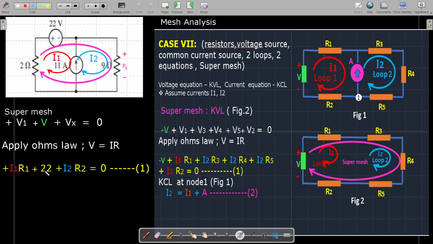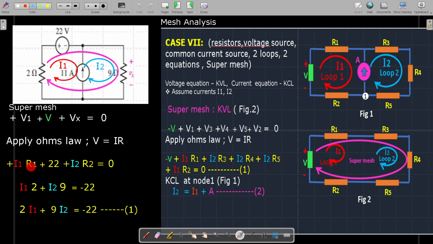Then we know that this plus V is nothing but 22. Then this Vx can be replaced by this current I2, because this is the second loop current, multiplied by that R2 resistance. Okay. Now you can substitute the values of R1 and R2. R1 is 2 and R2 is 9, and this 22 is brought to this side, so it becomes minus 22. So we get this equation. This is our first equation: 2I1 plus 9I2 is equal to minus 22.